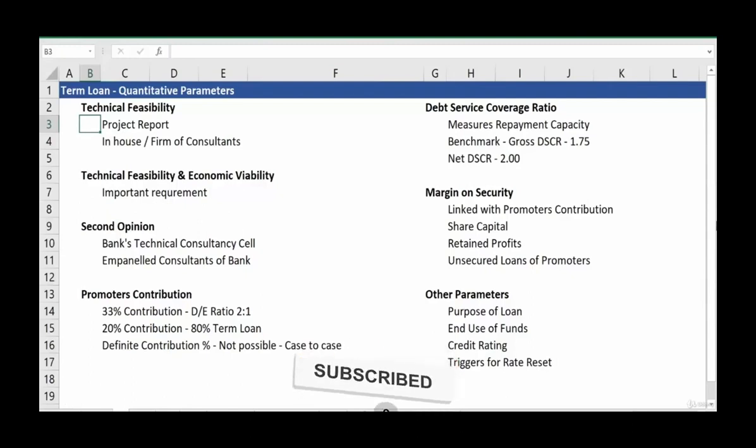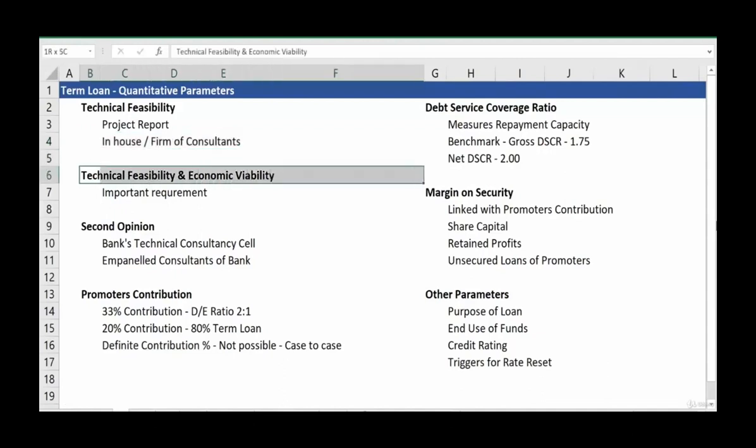Here banks will be asking for project report to understand the viability of the project undertaken by customer. This project report may be prepared in-house, or it can also be prepared by a firm of consultants or merchant bankers, right? Here the technical feasibility of the project and economic viability of the project is the foremost important requirement when it comes to funding long-term projects.